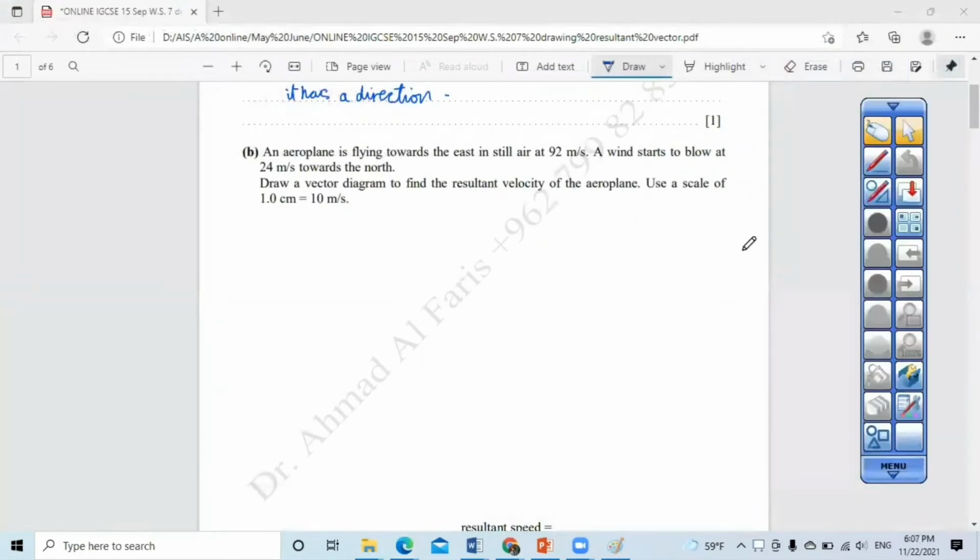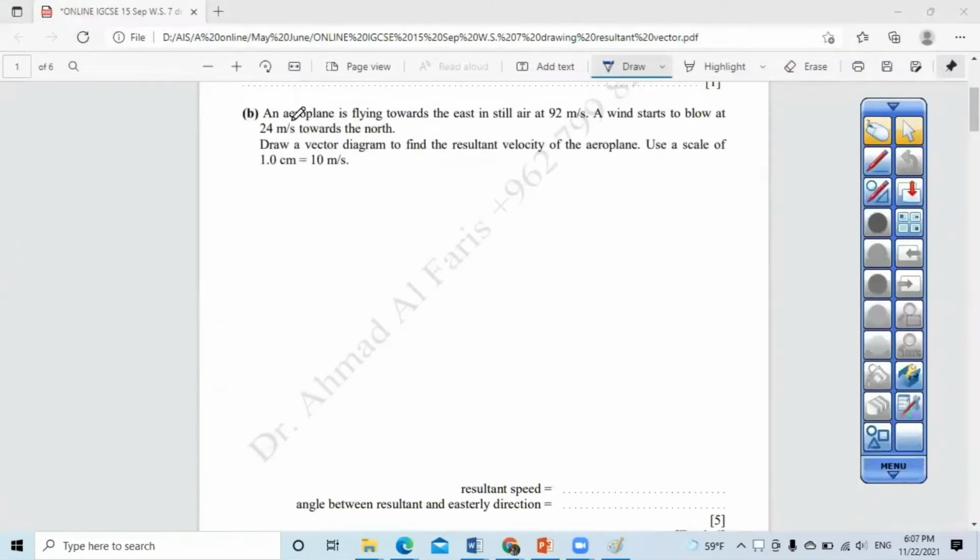So, for example, first question here, let's see the question. An airplane is flying towards the east in still air with a speed of 92 meters per second. That's the speed of the airplane relative to the wind, relative to the air. If a wind starts to blow 24 meters per second towards the north, as the airplane is moving to the east, this airplane will shift a little bit to the north, like this.